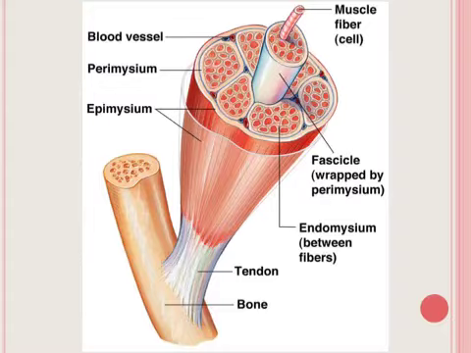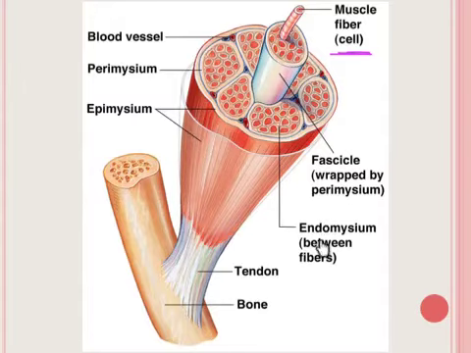Okay, so let's talk about the muscle fibers. Muscle fibers are the individual cells. You can see here that you're going to have more than one muscle cell that makes up a whole bundle. So you've got muscle cell, muscle cell, muscle cell, muscle cell. All of these are going to make up a bundle. Okay? That bundle we call a fascicle, and it's wrapped in your perimysium.